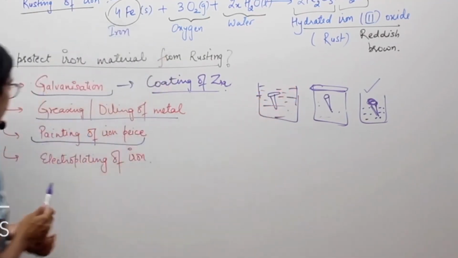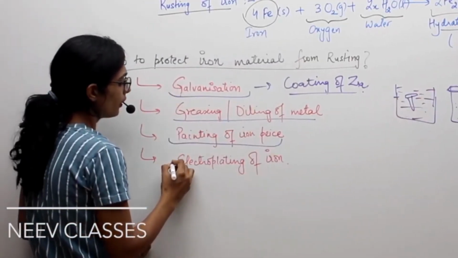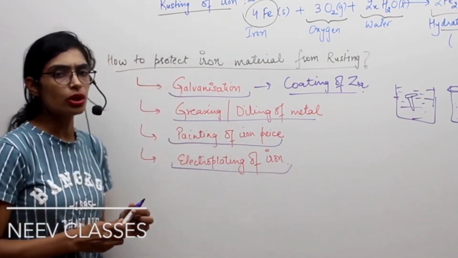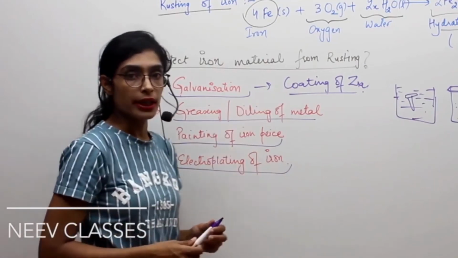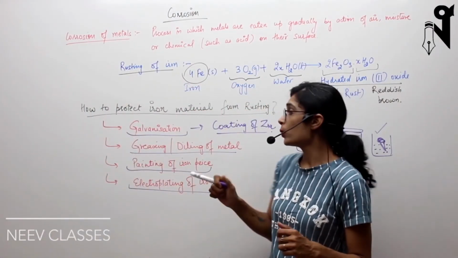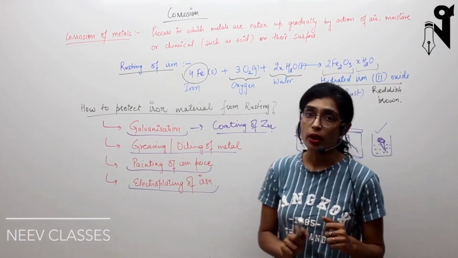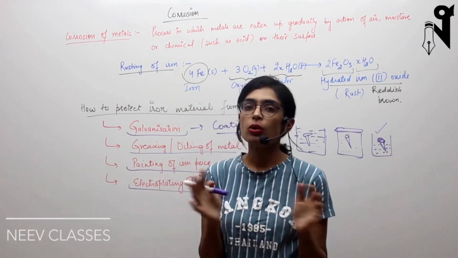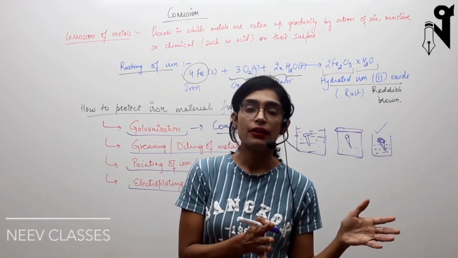Now the last way we can protect is electroplating of the iron. Electroplating is nothing else but a similar thing to galvanization. Here we have specifically spoken about zinc. Electroplating is the same concept as galvanization. The only difference is that in galvanization we are specifically talking about zinc, and in electroplating we are talking about all those metals which are better in reactivity as compared to iron.